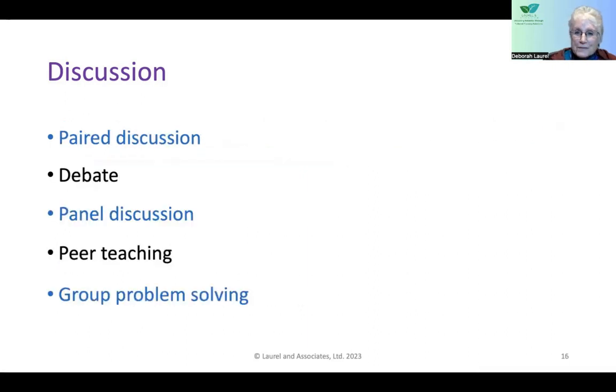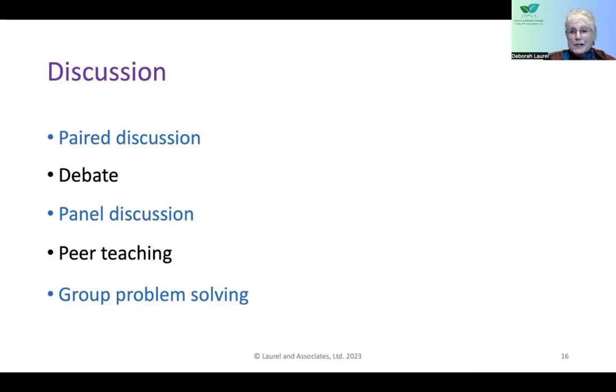Paired discussion. I have used that in customer service training, where I have people pair off and take turns talking about their most enjoyable customer service experience and their worst customer service experience, and then have them join with other pairs to post on a flip chart what are the characteristics of a good customer service experience and what are the characteristics of a poor customer service experience.